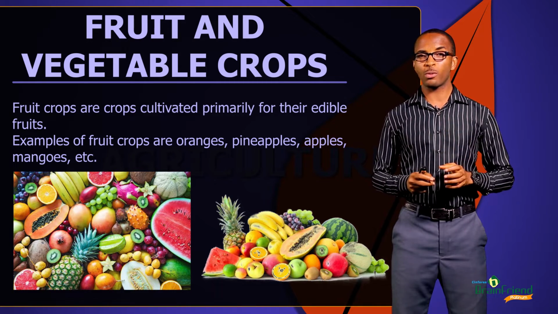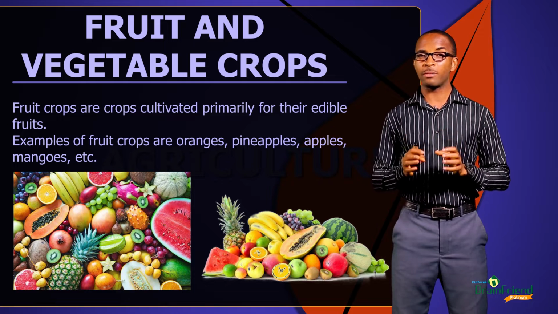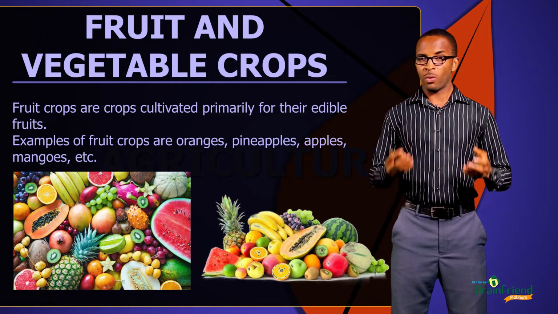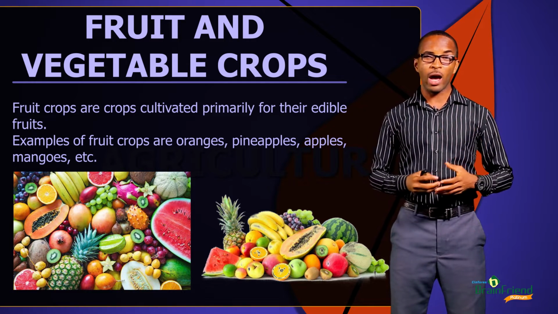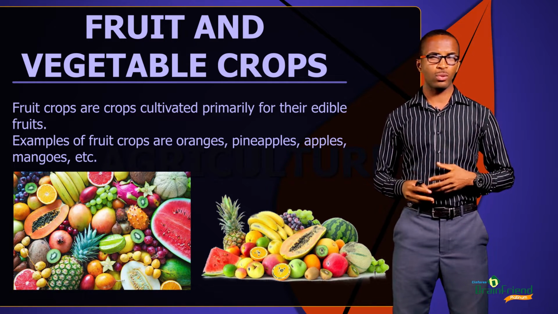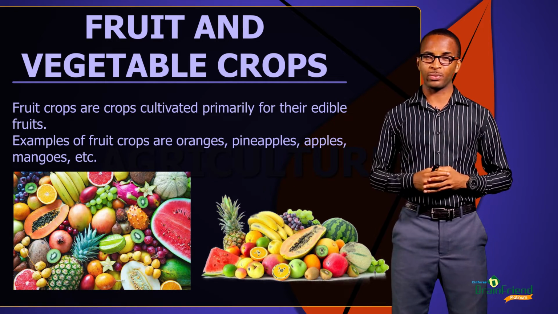So what are fruits and vegetables? We are starting with fruits before we define or describe what vegetable crops are. So what are fruit crops? Fruit crops are those crops cultivated primarily for their edible fruits. We have some common examples of them, as shown on the screen, where we have the oranges, pineapples, apples, mangoes, and so many other ones which you know.